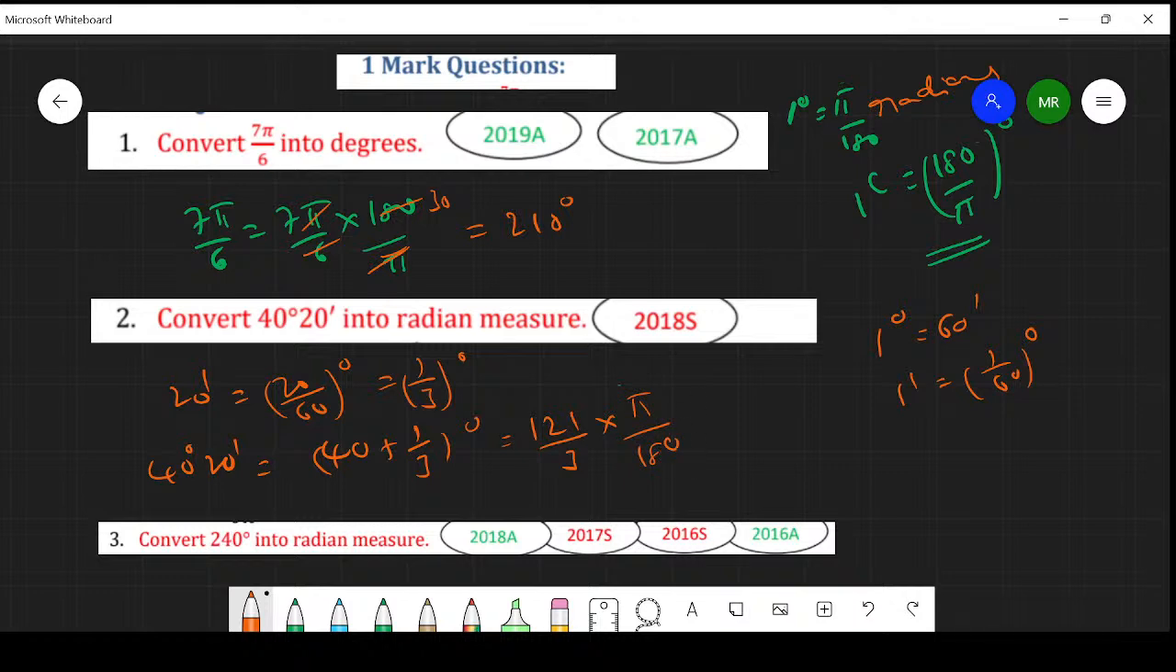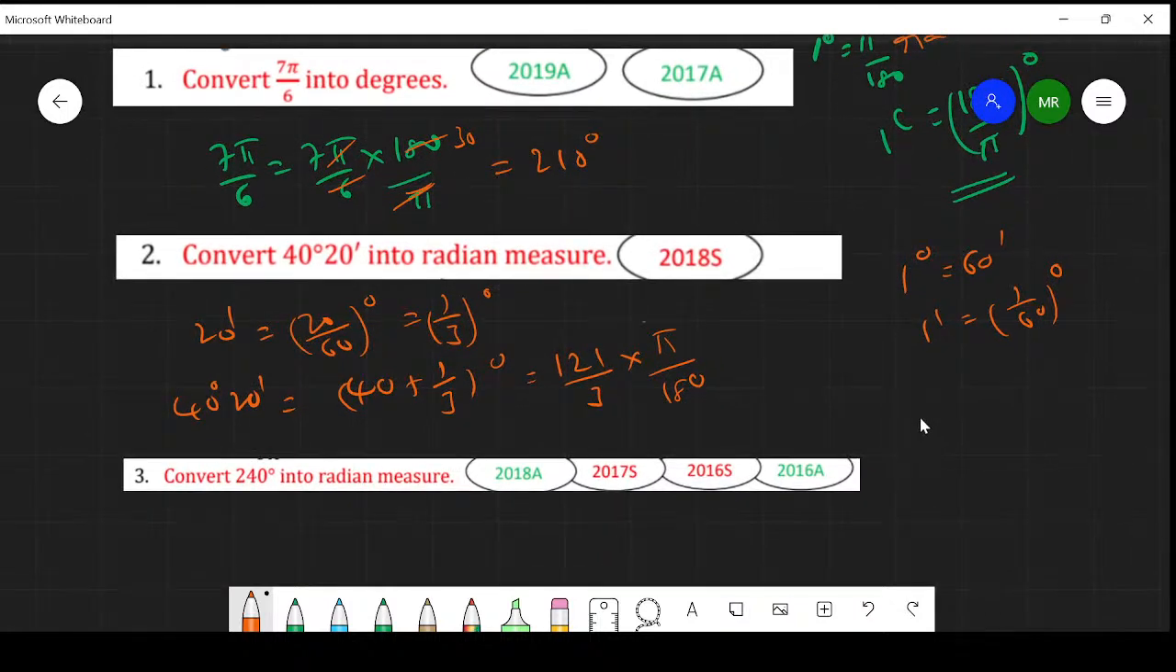Correct? Pi by, you are converting in terms of radians. So it will now come 121 pi by, this is pi, 121 pi by, this is 540. That's all in terms of radians. So I converted. Definitely they may ask any one of the questions, conversion of degrees into radians or radians into degrees.